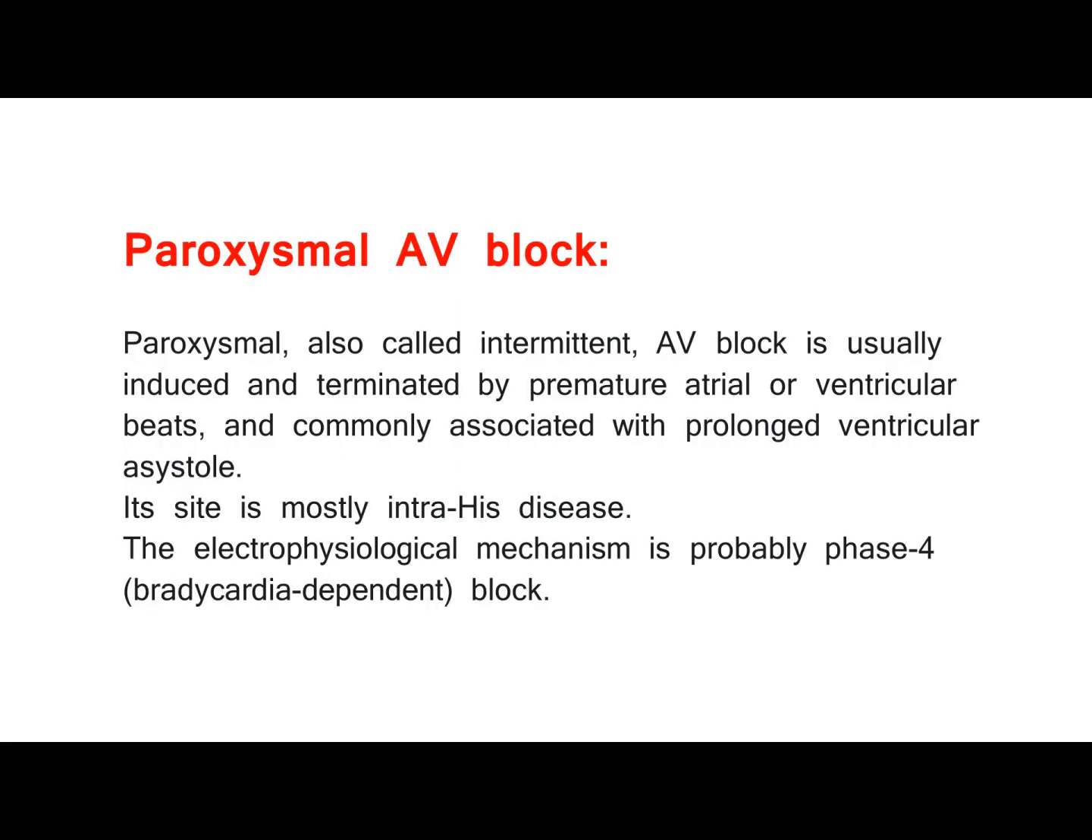Paroxysmal AV block. Paroxysmal, also called intermittent, AV block is usually induced and terminated by premature atrial or ventricular beats, and commonly associated with prolonged ventricular asystole. Its site is mostly intra-His disease. The electrophysiological mechanism is probably phase 4, bradycardia-dependent, block.